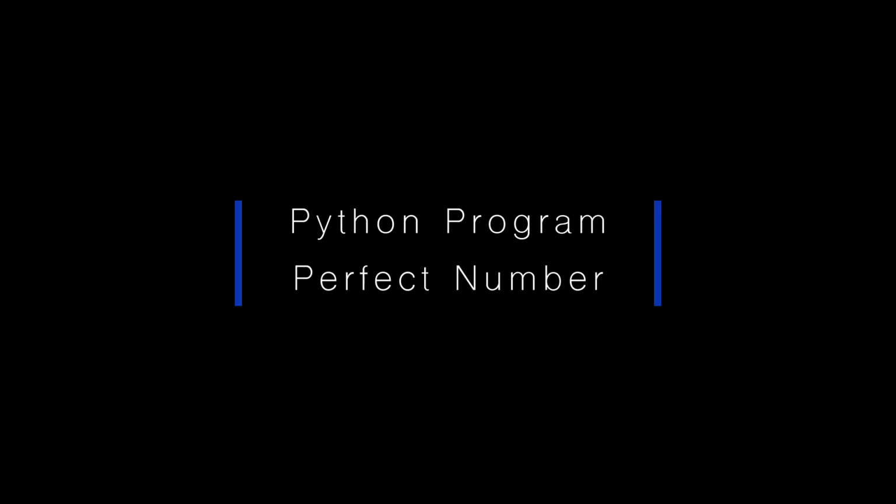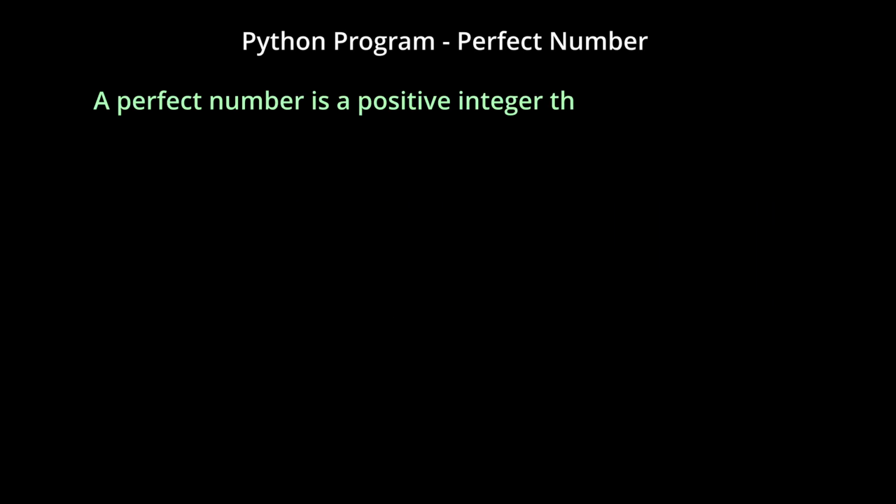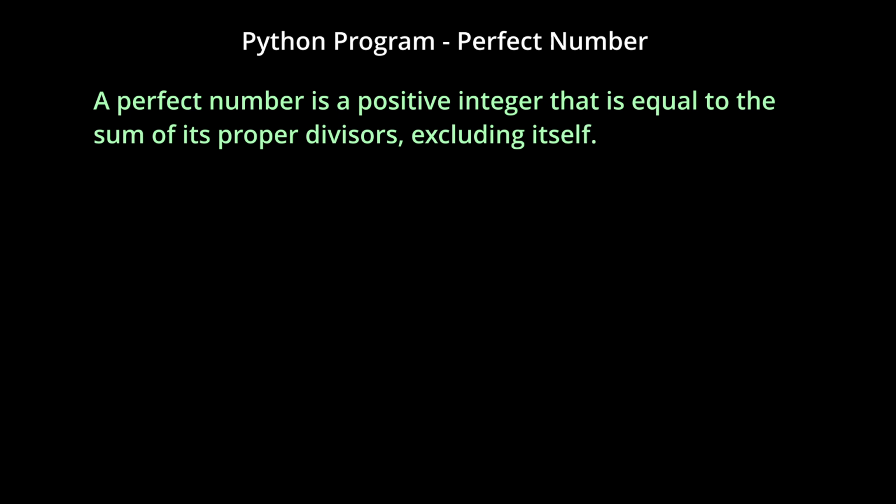In this video, we're going to learn how to check whether a number is a perfect number using Python. A perfect number is a positive integer that is equal to the sum of its proper divisors, excluding itself. Let's understand this with an example.